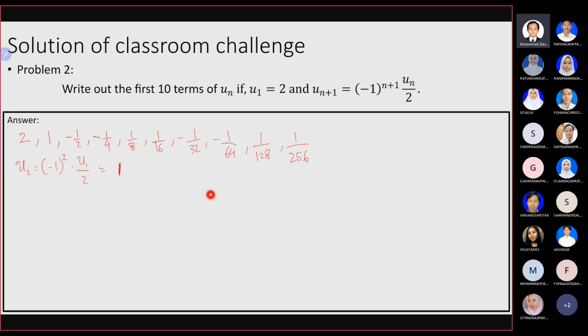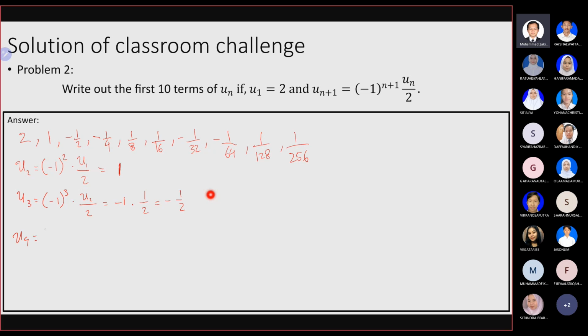Kalau menuliskan 10 suku pertama nggak susah ya. Kan kita di sini sudah ada rules-nya. U2 itu... then we have U3 is actually minus 1 power 3 times U2 over 2, minus 1 times 1 over 2. So this is minus half.